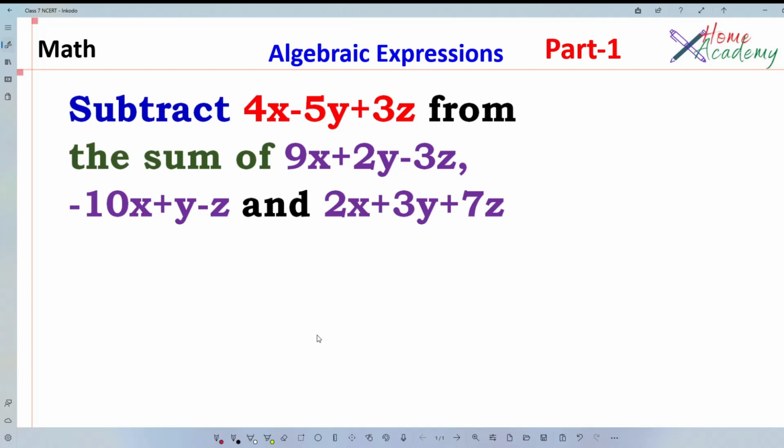In this video we will solve a math problem based on algebraic expressions. This is very important math for class 7, 8 and 9. Let's start.